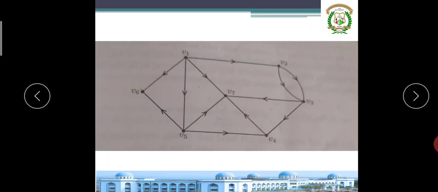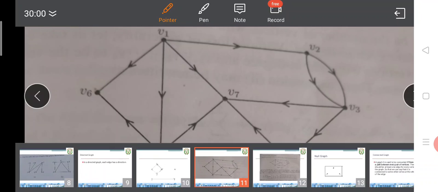What about V2? Where is V2? Here is V2. Wait for a second, just think about it. What is the in degree and out degree? In degree and out degree are clear to you, right? In degree is nothing but the number of edges incoming.